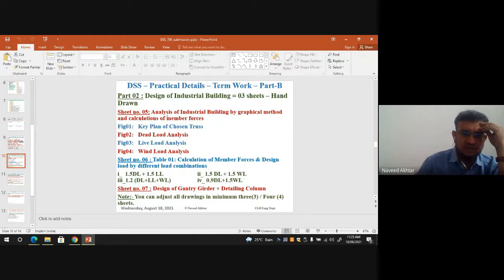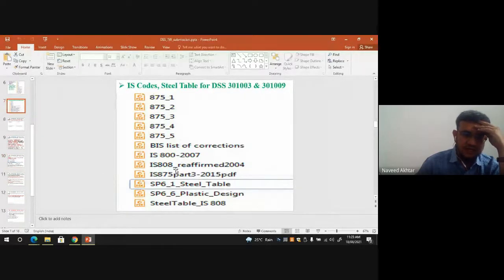Today we will see how to select the type and size of truss, and how to do the dead load, live load, and the load calculations. For that design we need IS 875 part 3, that is 2015, the latest code we have to use for the design, which is permitted by our SPPU. So you have to go for the latest code, and these codes are available on the internet. Also, all these codes I have shared with you on Google Classroom. You can download from there, and you can use them as a guide.